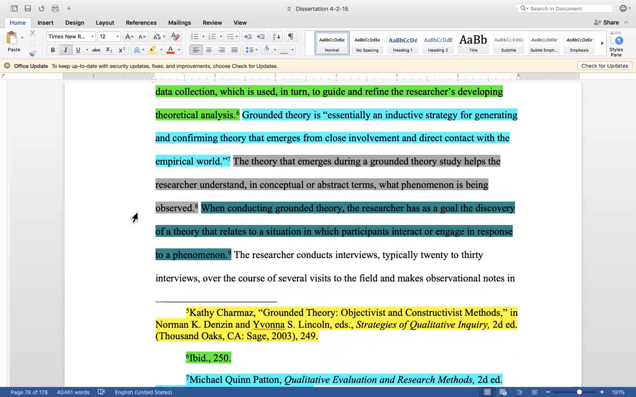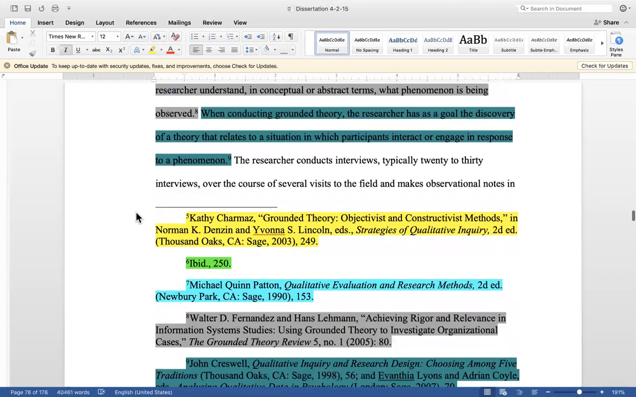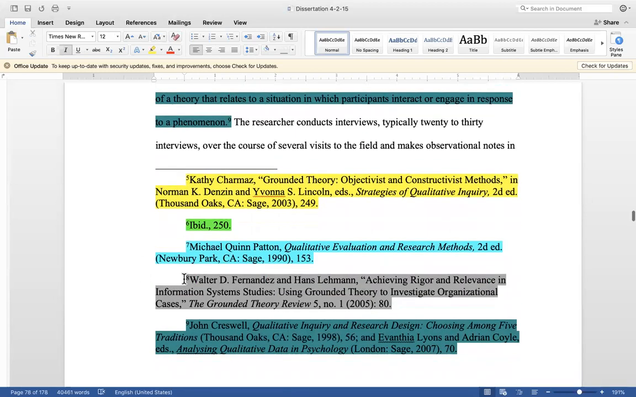I didn't get this out of my own mind. I got this out of another source. We go down here, footnote number 8. It's indented on the first line, and you can see that in this particular case, the student has the Grounded Theory Review. This is a journal article. I can tell it's a journal article because it has an issue number and a volume number.